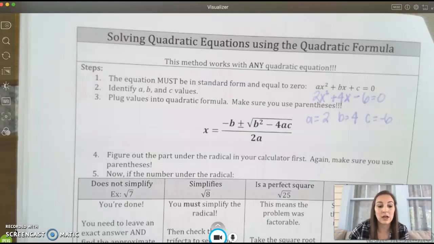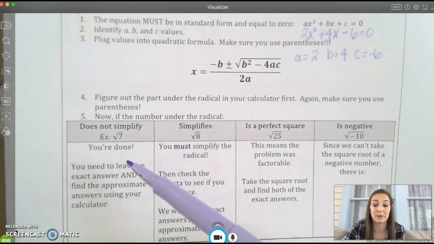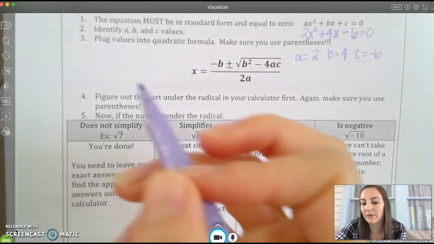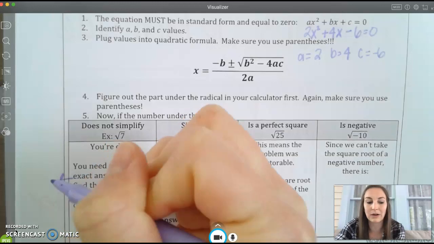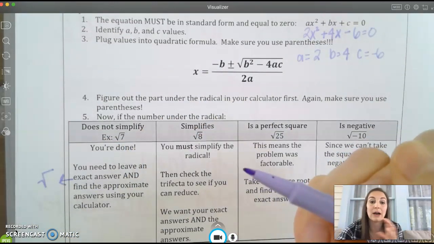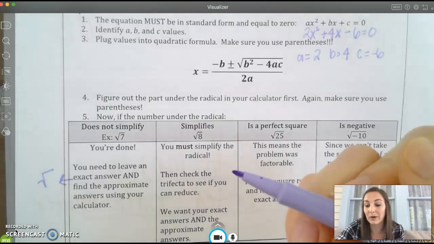So if we look here, we're going to do a quick review of simplifying radicals before we get into this. So we did this briefly last week. But something like the square root of 7, we don't need to simplify. And by that I mean we just can leave it as the square root of 7. And we need to find an exact answer and an approximate answer using our calculator. So what is the difference here? So we've talked briefly before, exact means that we leave it as the square root. So the square root is the most specific answer. We're not rounding it. We don't have some sort of extended decimal. So our exact answer is the square root of 7.